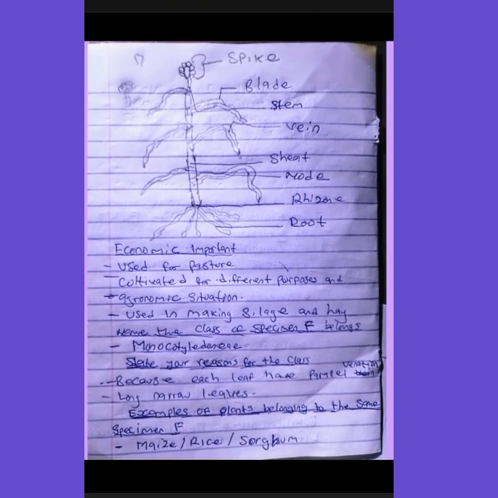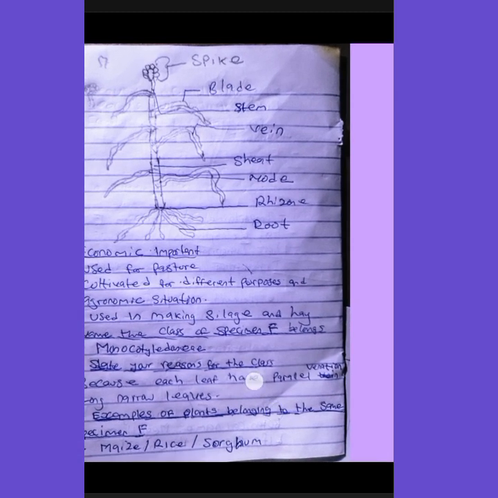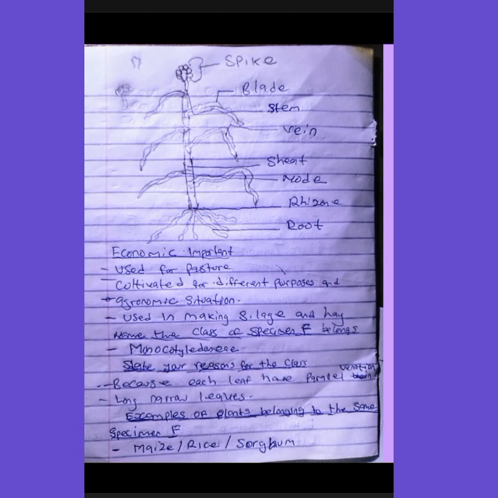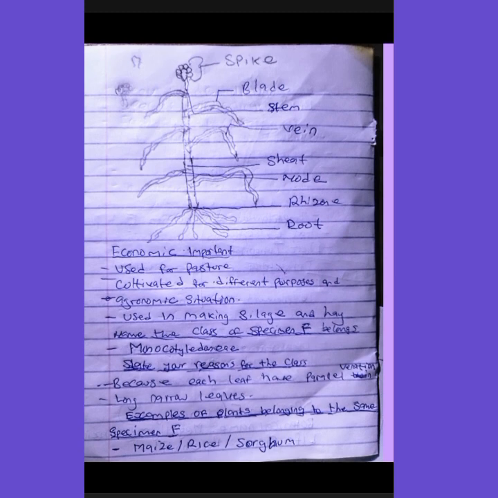The class of specimen F is monocotyledon. The reason is that each leaf has parallel venation. It also has a long narrow leaf, just like that of maize. So it's monocotyledon. Examples are maize, rice, sorghum.